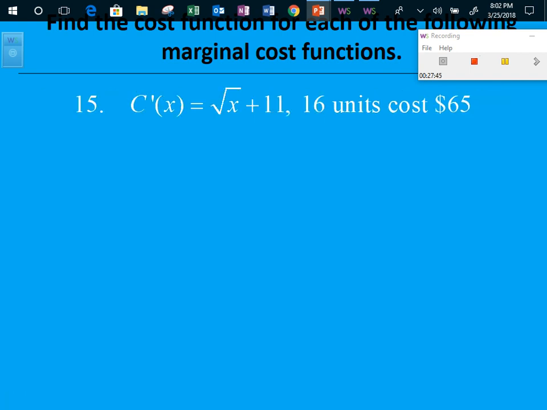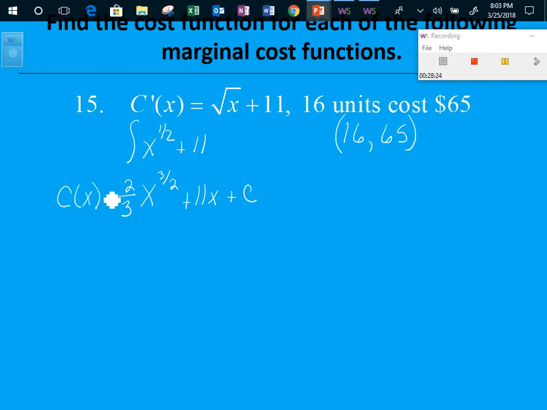Here's my number 15. We need to find the antiderivative of x to the 1/2 plus 11. And then I need to use the ordered pair. 16 units cost $65. So here goes. Let's add 1 to the 1/2 and get 3/2. Multiply by the reciprocal, which is 2/3. Let's add in an 11x plus c. Now, where am I for a second?